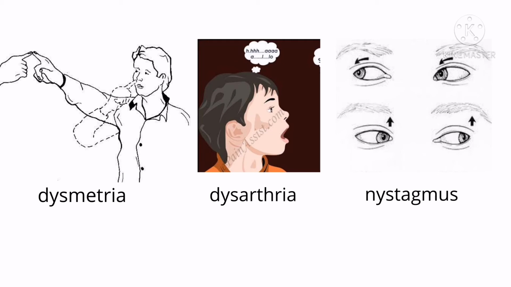Dysarthria is a speech disorder which occurs due to uncoordinated movements among the muscles of the larynx, so the person has difficulty speaking and their articulation is jerky and not smooth.